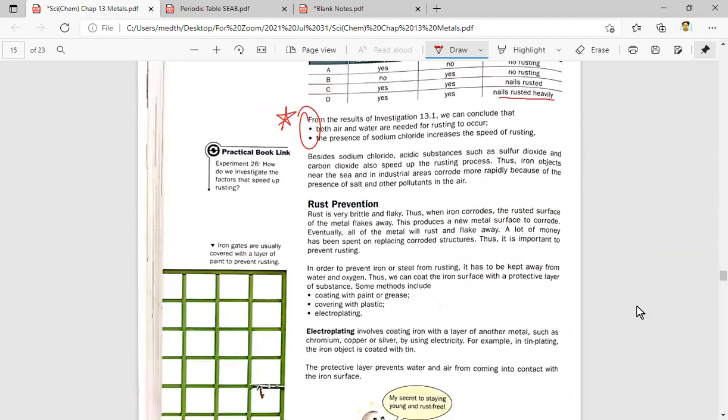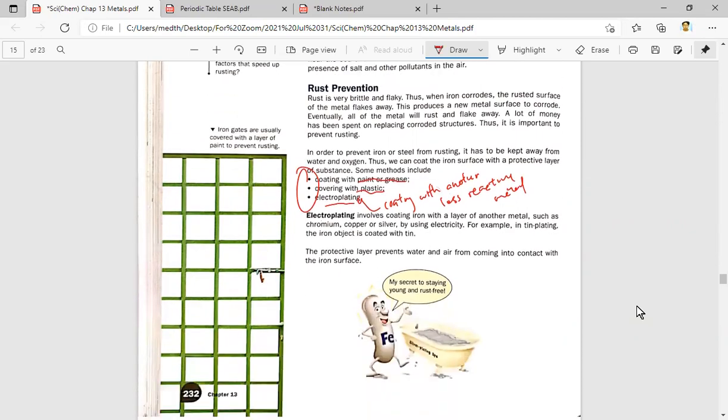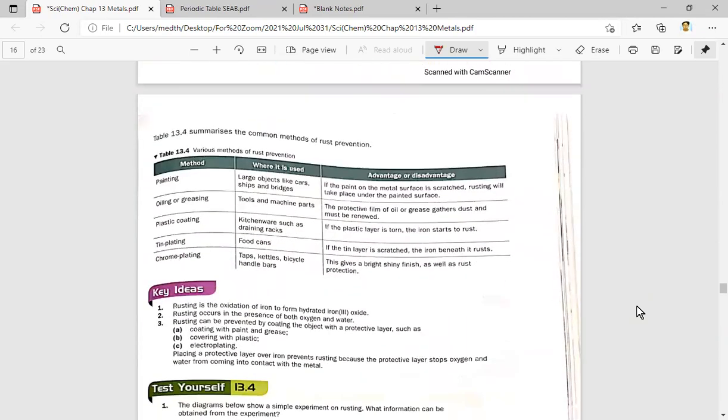Now, how to prevent rusting? Just need to remember these three methods. You can either coat the metal with paint or grease, you can coat it with plastic, or you can do this thing called electroplating. Electroplating is actually just coating with another metal, possibly coating with another less reactive metal. So by doing these three methods, you are actually able to prevent rusting, or reduce the chance of rusting. Okay, so that will be it.